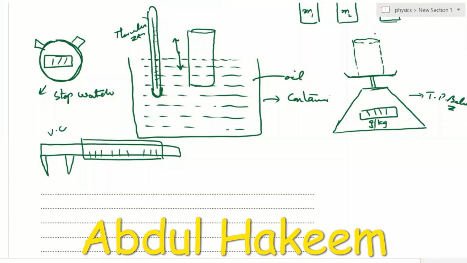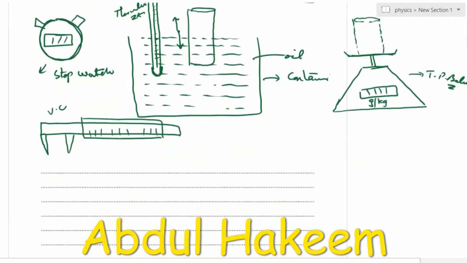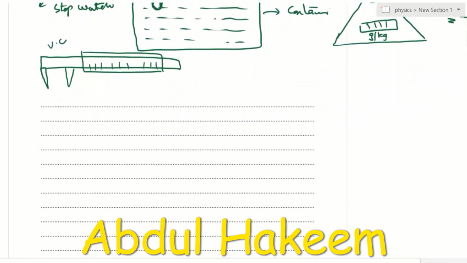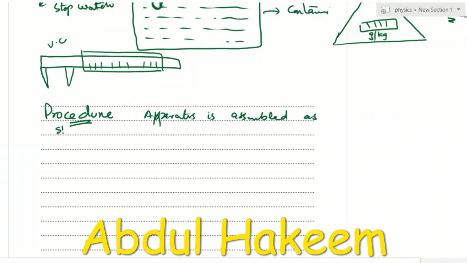So the first heading is the definition of the problem. The second heading is the diagram. Now the third will be the procedure. Third heading, procedure. First of all, we will write that the apparatus is assembled or arranged as shown in the above diagram.